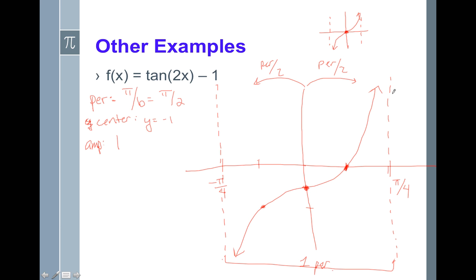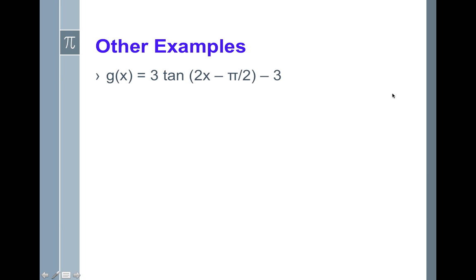Okay, let's look at another one here. So we've got a lot more stuff going on here, but nothing we can't do. Here we have amplitude of 3. We'll just keep calling it center of y equals -3. It creates a center line, even though we don't actually draw a center line like we did for sine and cosine. It means it's being shifted down 3 units.